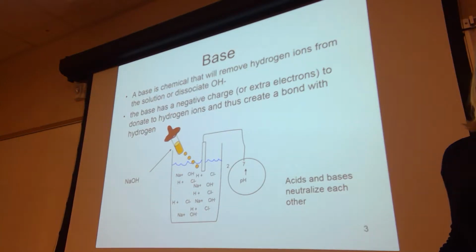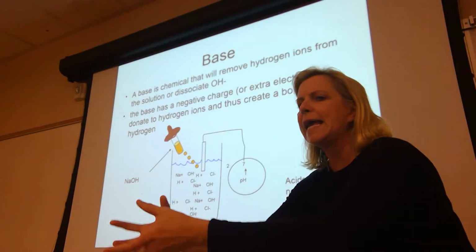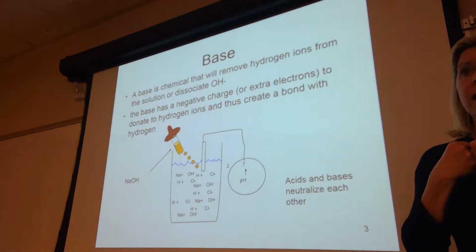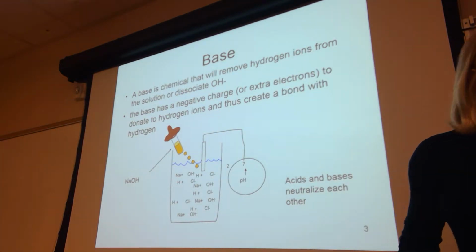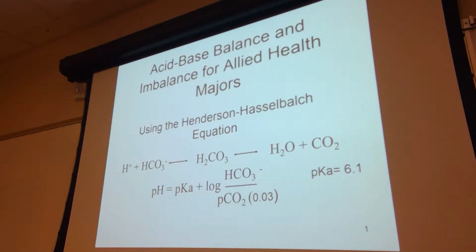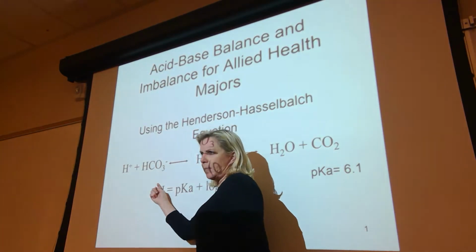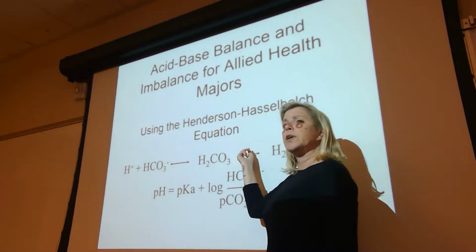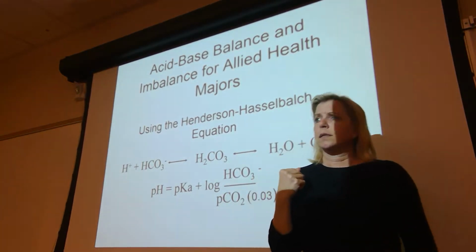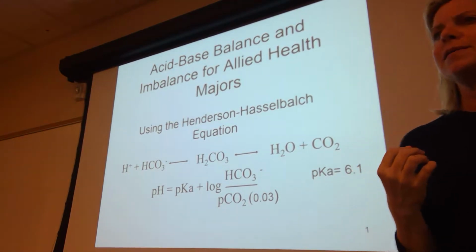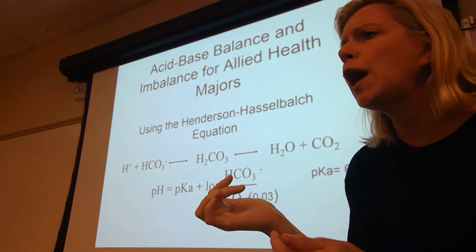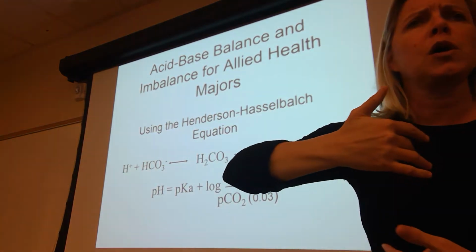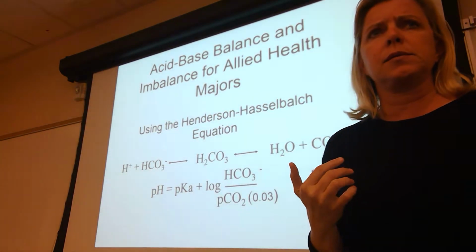What is a base? A base is something that can take the hydrogen ions that are in solution and bind to them again. Let's look at this equation again. Bicarbonate, remember, is your base. It can bind to hydrogen to create carbonic acid. Bicarbonate is a base. It's really good at saying, come here, hydrogen ion, you're so lonely, come back and bind to us. We are your conjugate base.